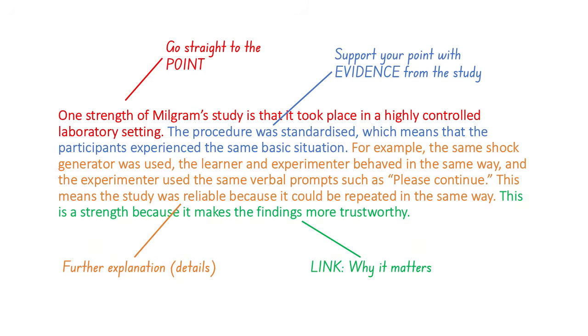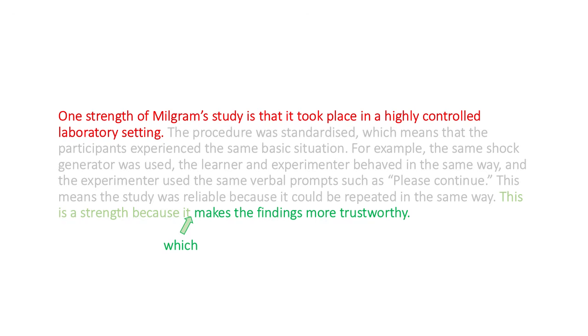Complete the paragraph with a link, a why it matters statement. This is a strength because it makes the findings more trustworthy. You can see here how this final statement links back to the point. If you only wrote the point plus that statement, it would make sense, but the marks awarded would be limited because you hadn't shown evidence or given details.